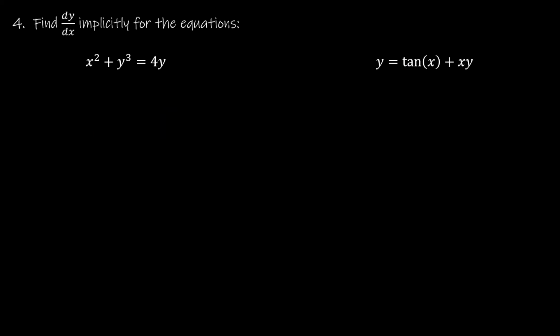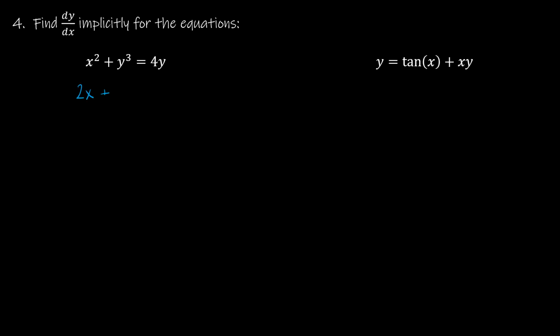Now we've got some implicit differentiation questions. Remember, when you derive something implicitly, that means you're deriving with respect to x. But if you have another variable like y, you're going to find the derivative as you normally would, but then you're going to include either dy over dx, or I just use y prime.